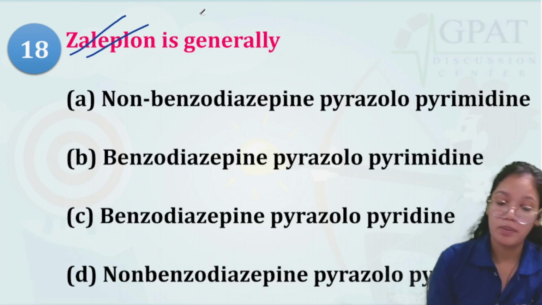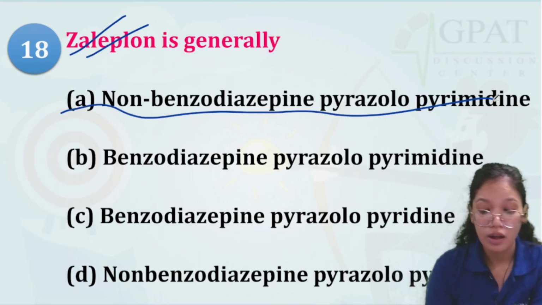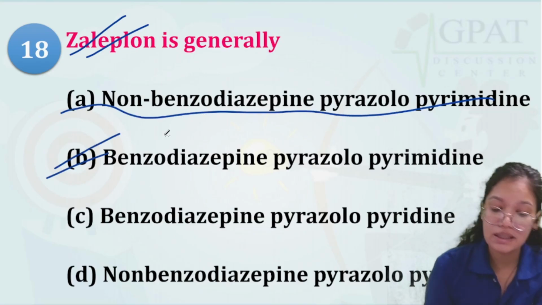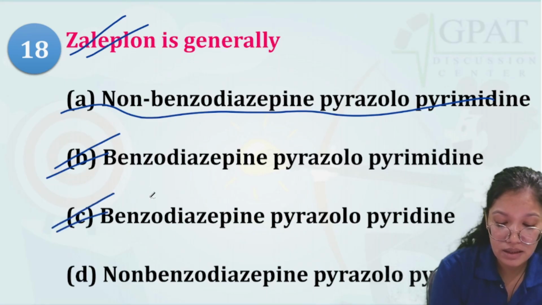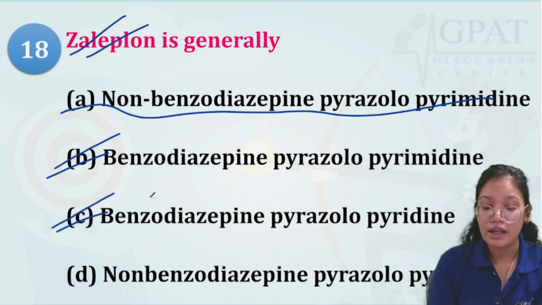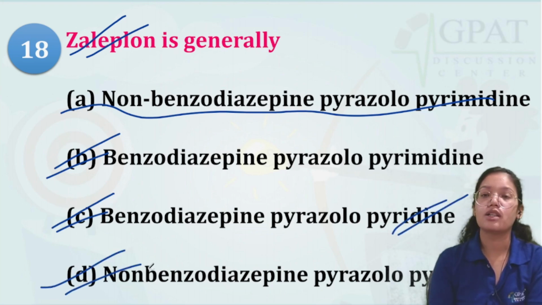zaleplon is generally, what particular class is it? A says it is a non-benzodiazepine pyrazolopyridine or pyrimidine, sorry. B says benzodiazepine pyrazolopyrimidine. C says benzodiazepine pyrazolopyridine or non-benzodiazepine pyrazolopyridine.